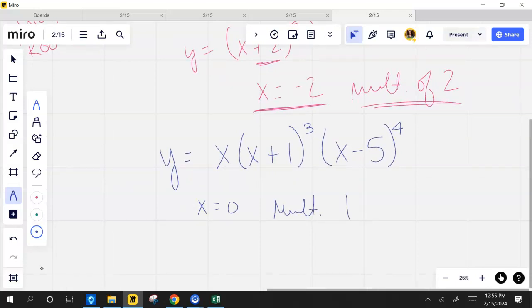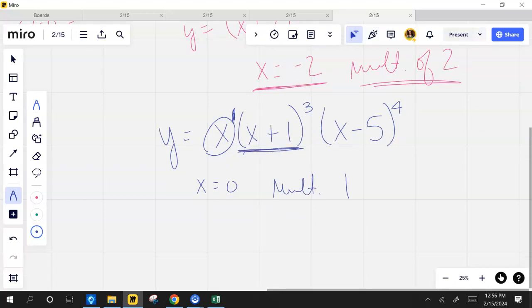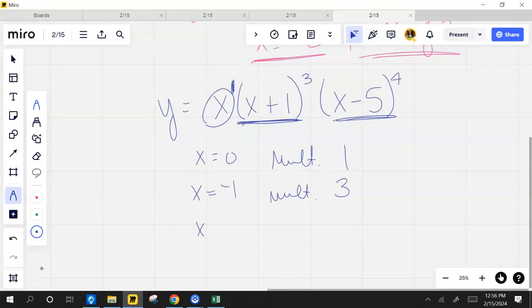1, because it only happens one time. It's only there once. But this factor, when I set this factor to 0, I get x equals what? -1. How many times is it happening? 3. So it has multiplicity of 3. And then how about this one? Yes, and we're fixing to talk about that. That's exactly right. So x equals 5, and it has multiplicity of 4.